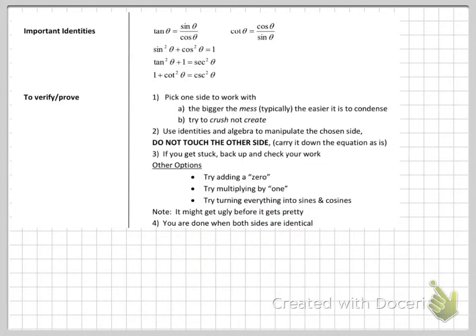So on this page, we have some of those identities that I just proved to you, and some you already know. Tangent is sine over cosine. Cotangent is that upside down, cosine over sine. To do proofs, these are our tips for you.